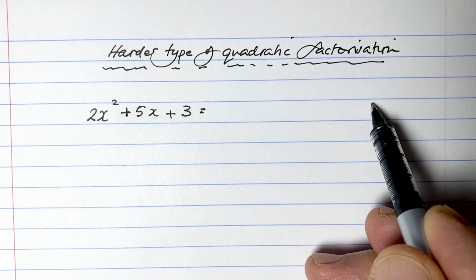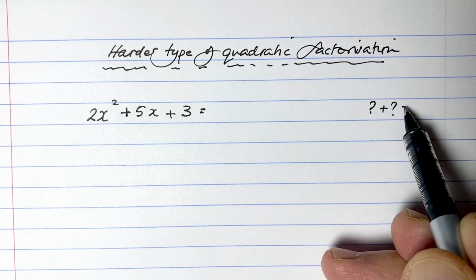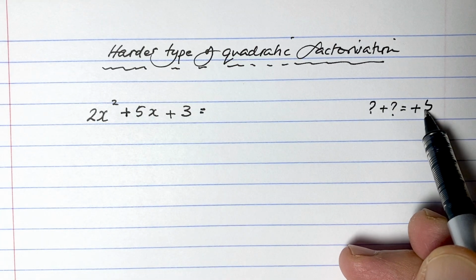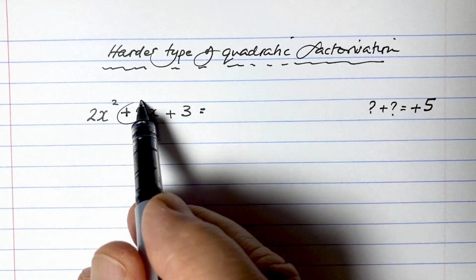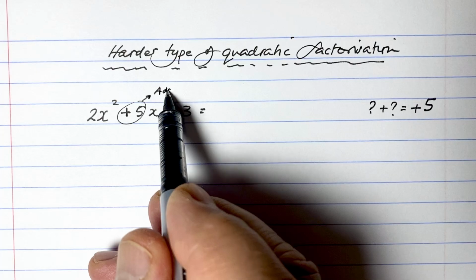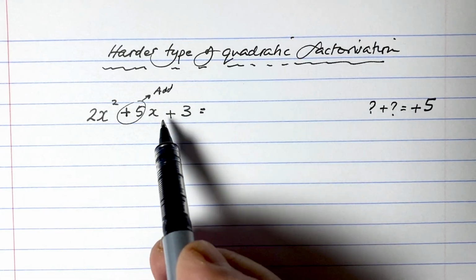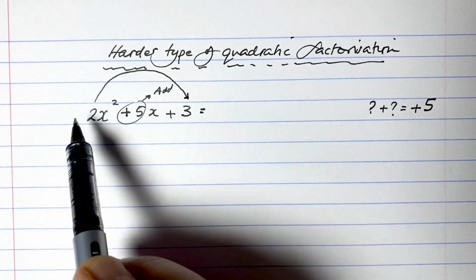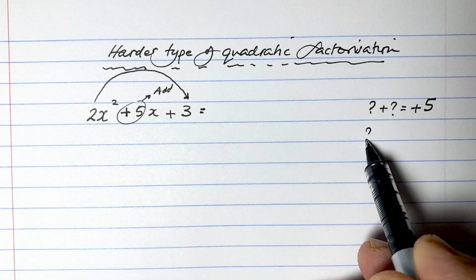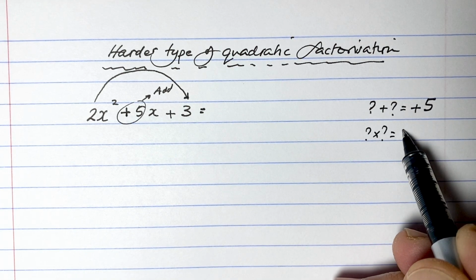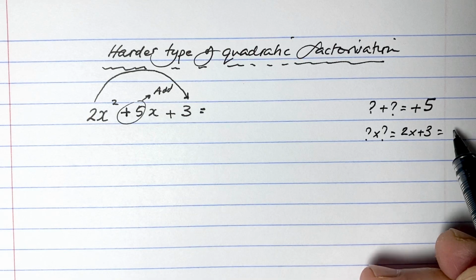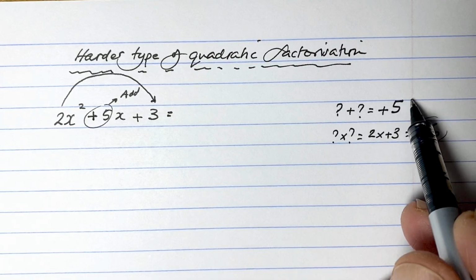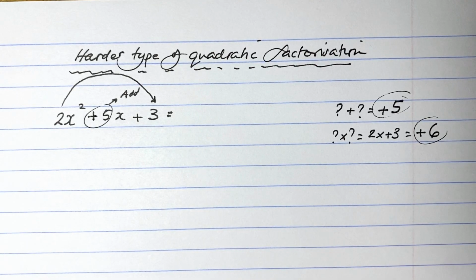To factorize this, I'm looking for two numbers. This is exactly as before. They add up to give me plus 5. That hasn't changed. This is the add clue. But the times clue is no longer plus 3. The times clue is the 2 before the x squared times that number. So question mark times question mark equals 2 times plus 3, which is plus 6. So these are my clues: add to give me plus 5, times to give me plus 6.